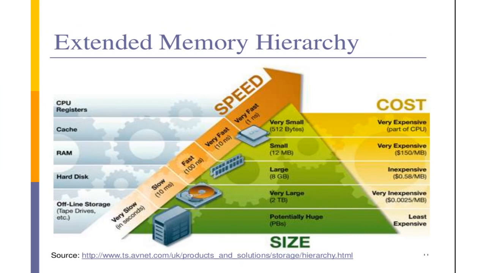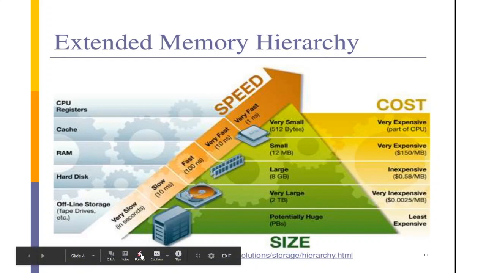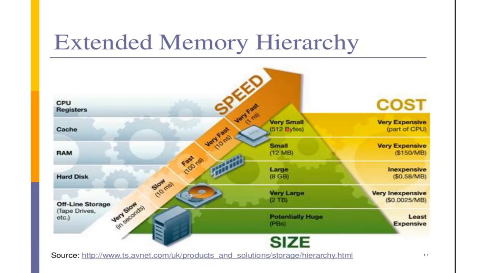To understand better which parts of the computer come under this, you can see that memory is divided into several groups inside the CPU, or inside the computer. You can compare everything here: speed, size and cost. At the top the size is very small, it can only contain 512 bytes, and this part is very expensive. It is a part of the CPU, like the CPU registers.